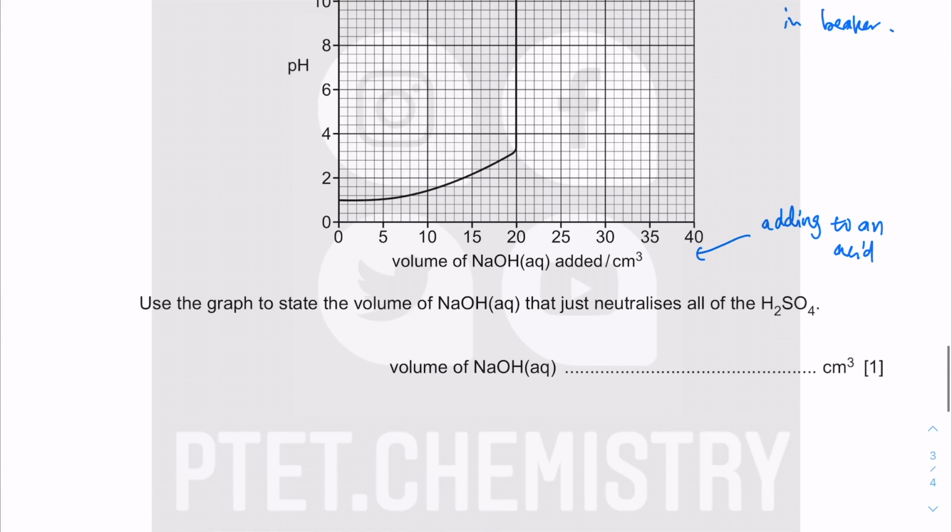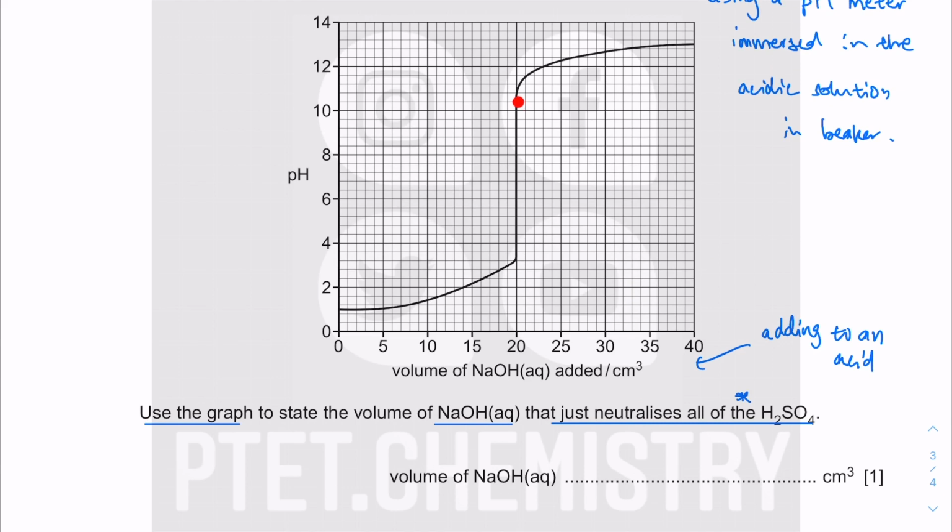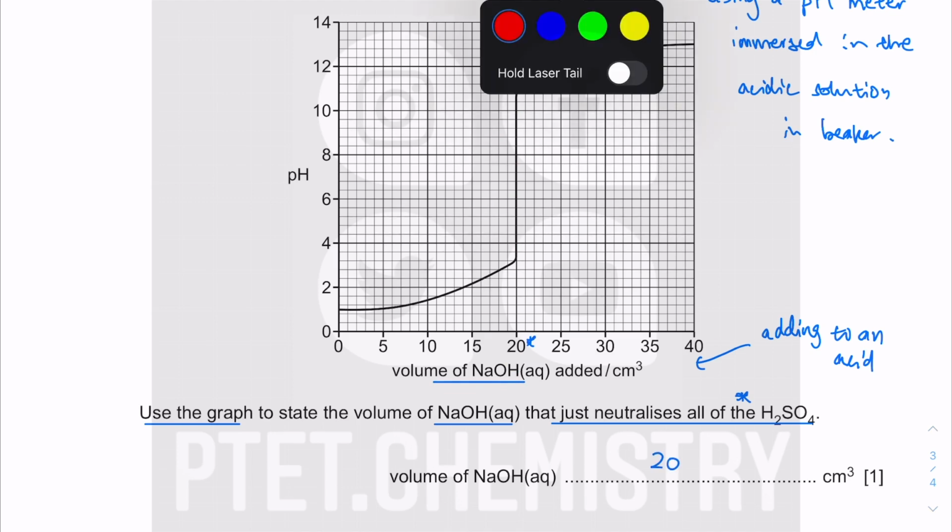Use the graph to state the volume of NaOH that just neutralizes all of the sulfuric acid. As you could see here, this is what you call the neutralization point. They want the volume of NaOH, which is the x-axis. So it has to be 20 cm³ of NaOH as shown there. So it's 20. But I do not just write the whole number 20.